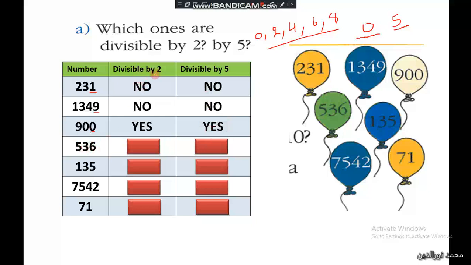536, is it divisible by 2? Here I have 6. 6 is an even number, so this number is even. So yes, it's divisible by 2. And then, is it divisible by 5? For it to be divisible by 5, it must have 0 or 5 in the ones. But this number has 6, so no, it's not divisible by 5.